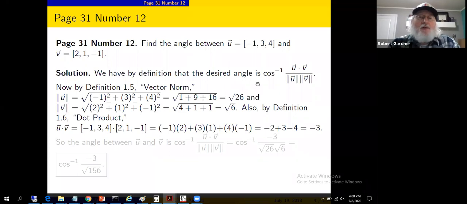All right, let's find the norms. Vector u has components negative 1, 3, 4. Square them, add them together, take a square root. Let me zoom through the arithmetic a little quickly here. Gives us square root of 26. The norm of v: square the components, add them together, take a square root. Looks like we get a square root of 6 there.